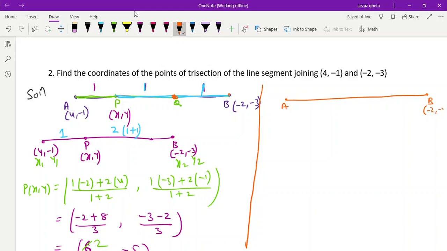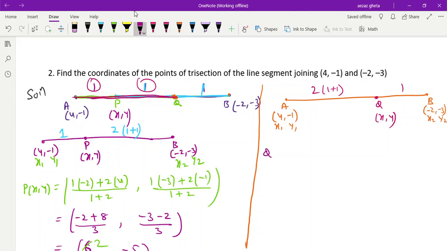Minus 2, minus 3 is x2, y2. A is 4, minus 1, x1, y1. This here is your Q. The ratio from A to Q, you can see here A to Q is 1 and Q to B is 1, so 1 plus 1 becomes 2.